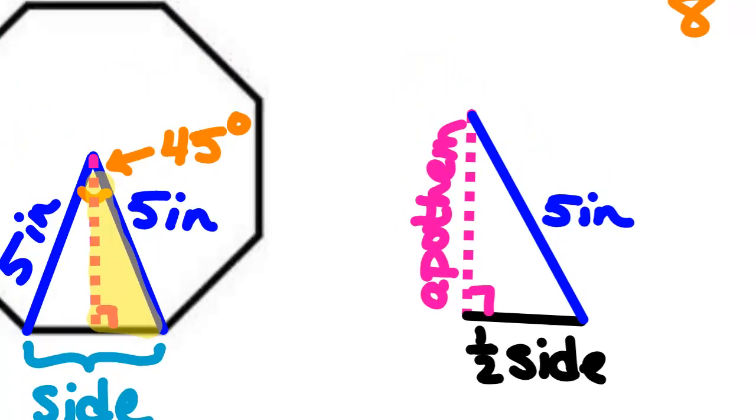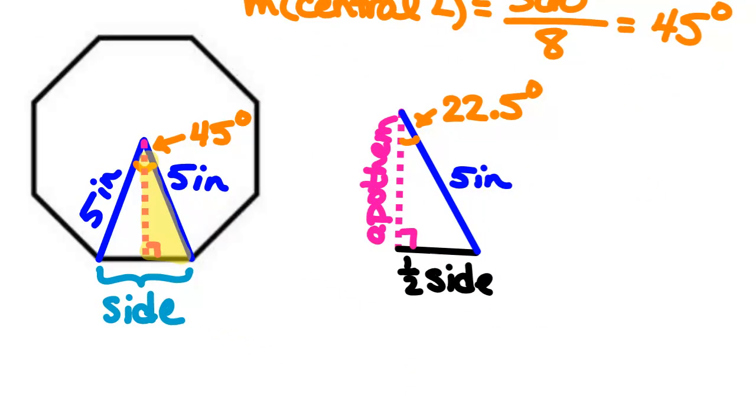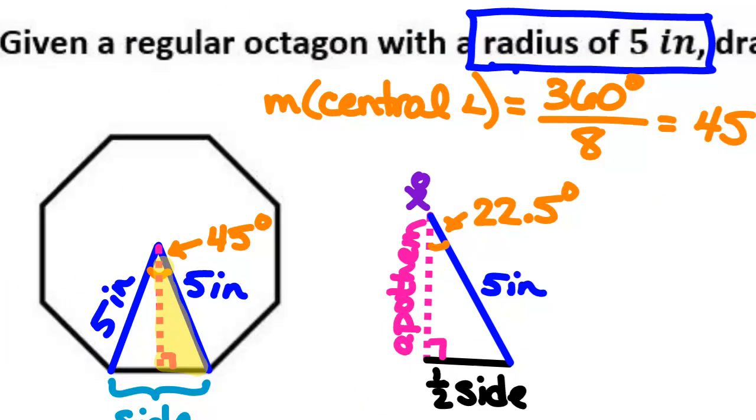What is that apothem doing to my central angle? It's bisecting it. It's cutting it in half. What's half of 45? 22.5. So this is now a 22.5 degree angle here. We're going to stand up at that 22.5 degree angle, and we're going to label our sides. What is the hypotenuse of this little triangle here? 5. That radius is my hypotenuse.